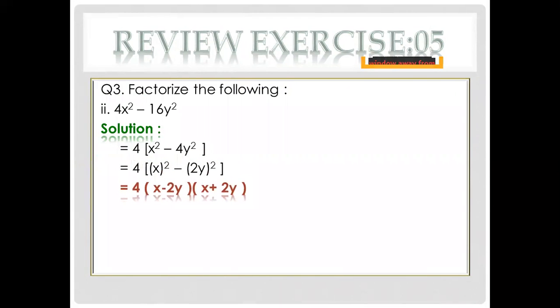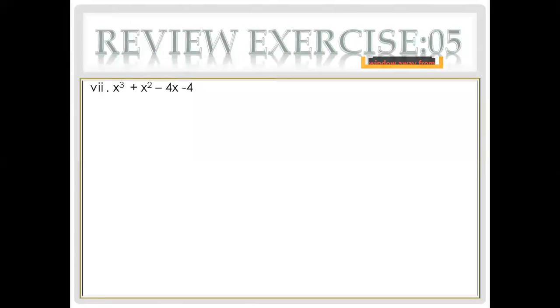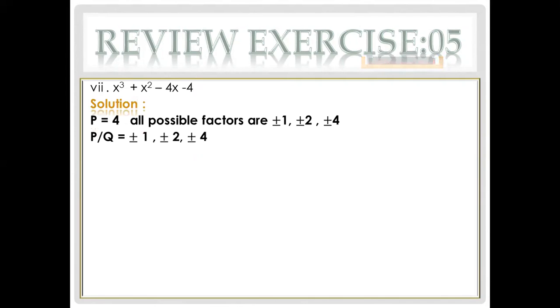Yes, question number 3, part number 2 is 4x square minus 16y square. We take 4 common, and x square minus 4y square will be left there. We apply the formula a square minus b square. X square is the square of x, and 4y square is the square of 2y. After the simplification, 4 into x minus 2y and x plus 2y is our answer. These are all the parts that we have done in the previous exercises. From 5.1 to 5.4, they gave a jumble of different questions from the different exercises.